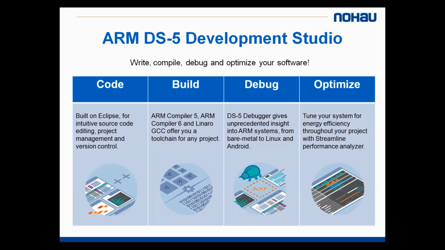DS-5 provides comprehensive support for system-on-chip designs and bring-ups. It's built on Eclipse for intuitive source coding, editing, project management, and version control. It contains ARM Compiler 5, compiler version 6, and the Linaro GCC, which offers you a toolchain for any project. The DS-5 debugger gives unprecedented insight into ARM systems from bare metal, Linux, and Android. You can tune your system for energy efficiency throughout your project with Streamline Performance Analyzer.